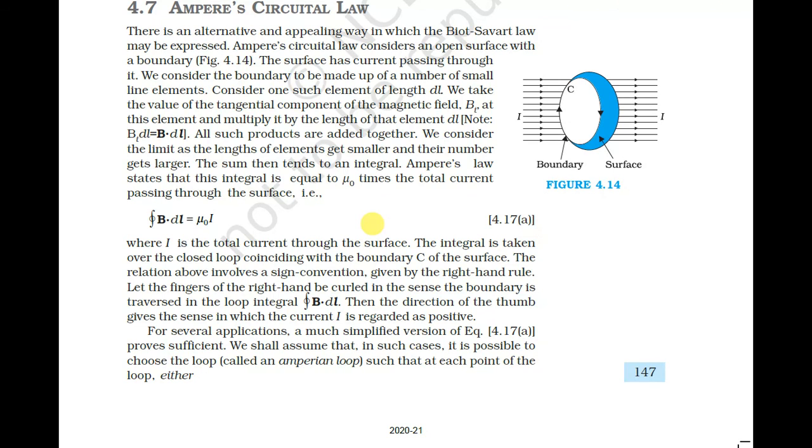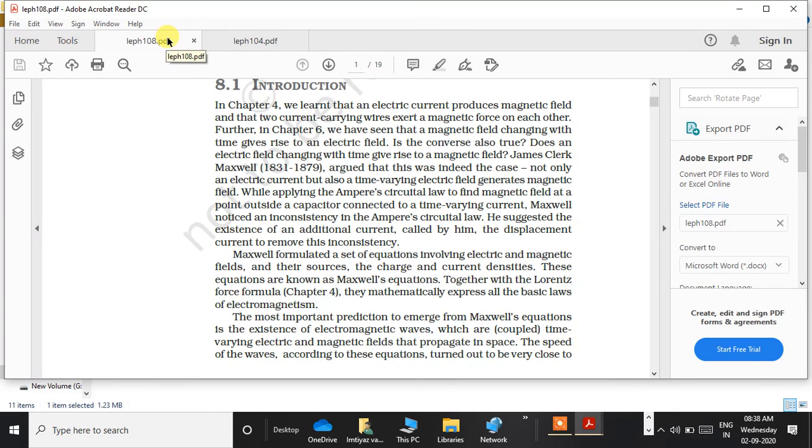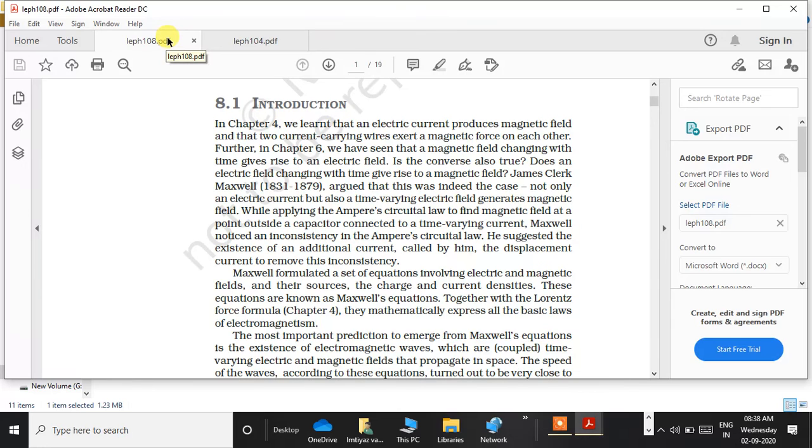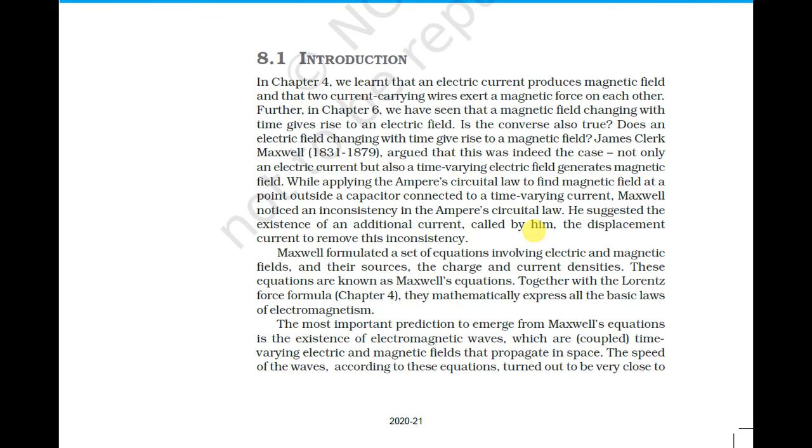Okay, so we have seen, see here, Ampere's circuital law of the magnetic field. We have shown the closed loop integral of B dot dl.